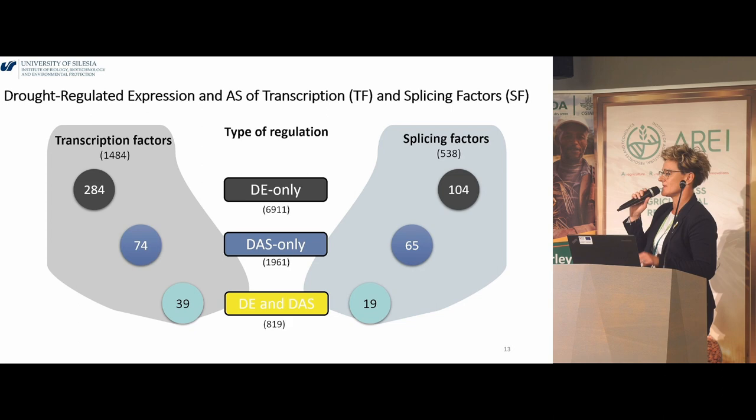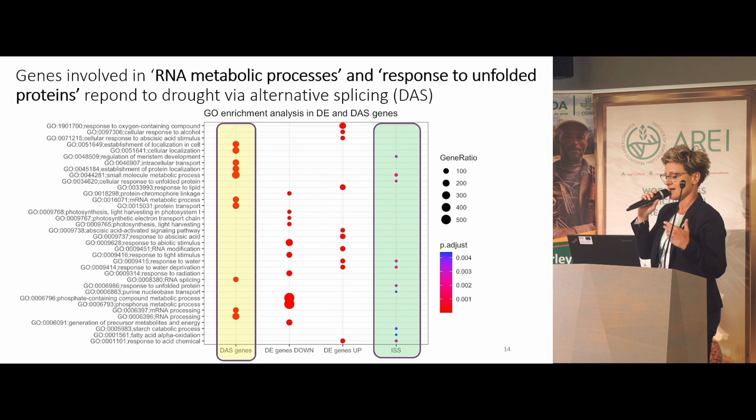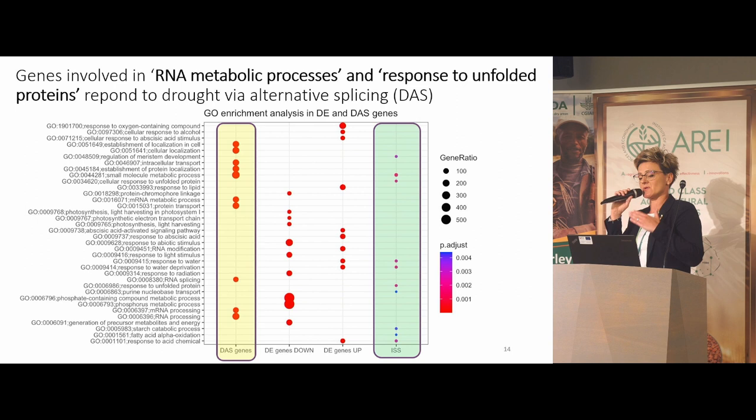When we looked at the annotation of these genes, we noticed that for alternative splicing and then isoform switching, which is also a really interesting event, because we can distinguish the actual usage of some transcripts in drought response, most of them were involved in RNA metabolic processes and also response to unfolded proteins.